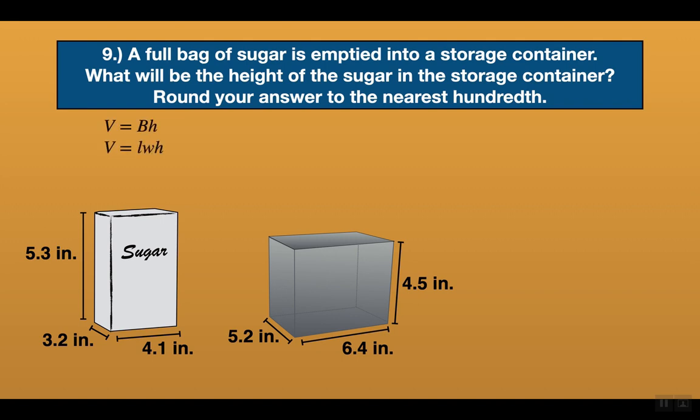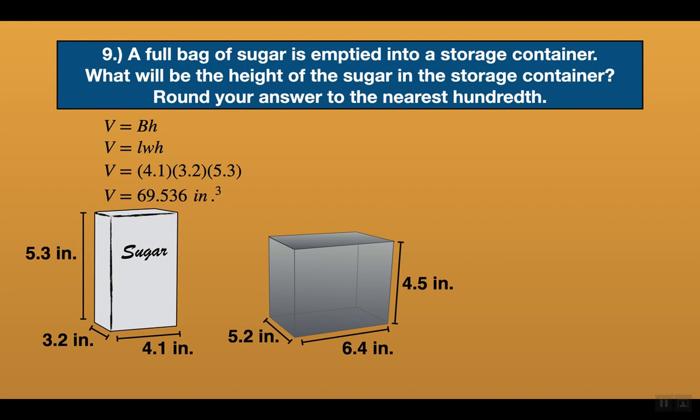Okay, so we get the volume by multiplying length times width times height, and we have all of those dimensions. So let's multiply them, and that's going to give us the volume, which is going to be 69.536 cubic inches. That is the volume of the bag of sugar.